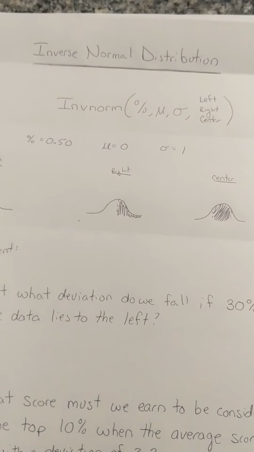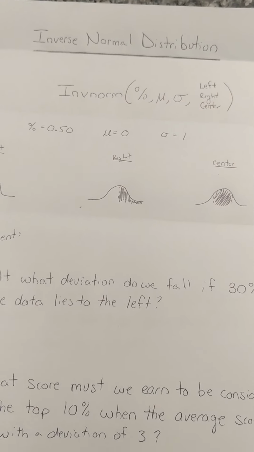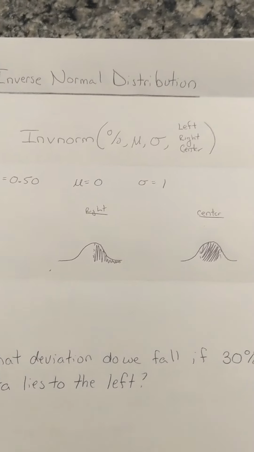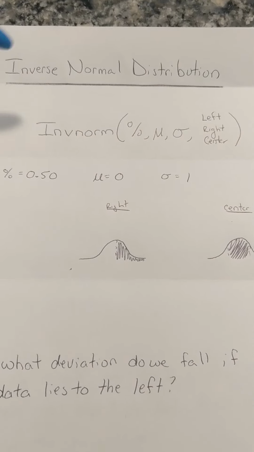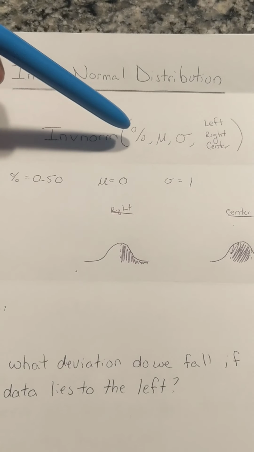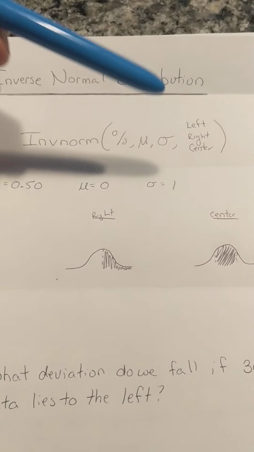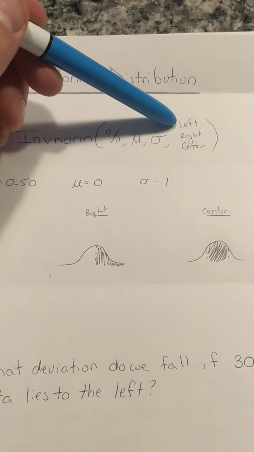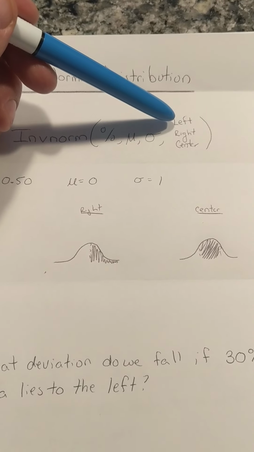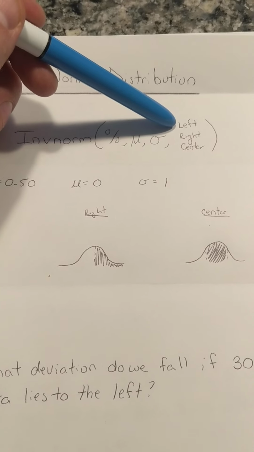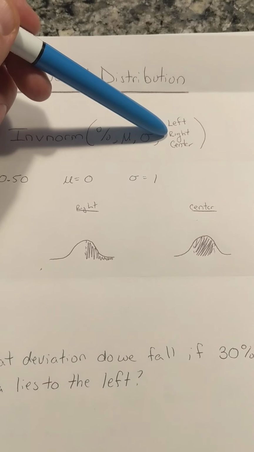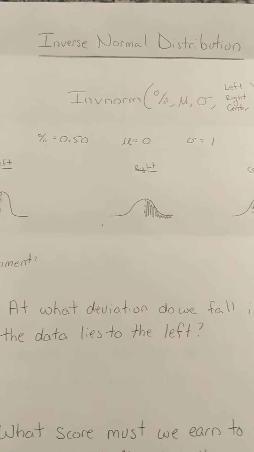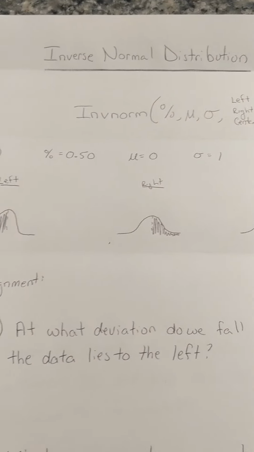Now today what we're going to be talking about is the inverse normal distribution. Now the inverse normal distribution is, instead of finding the probability of something happening, they're going to give us the probability, they're going to give us the mean, they're going to give us the standard deviation, and then they're going to say whether the probability lies to the left of the value we're looking for, it lies to the right, or if our values are in the center. So what I have here is an example of a left, a right, and a center.